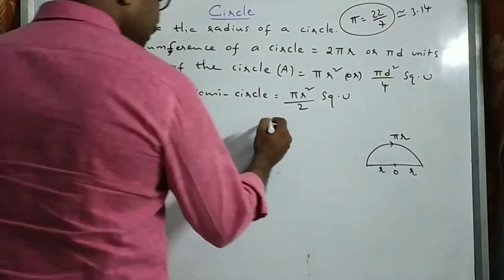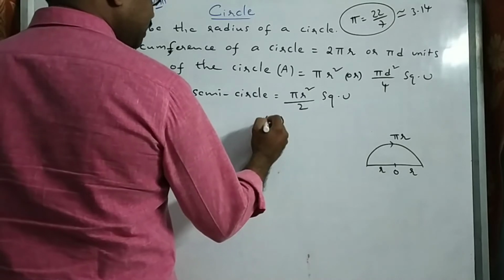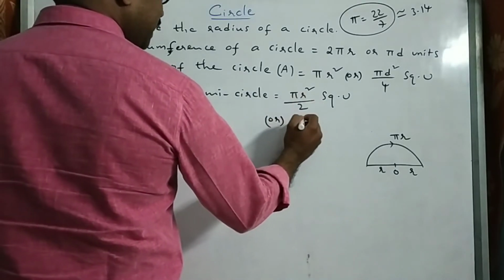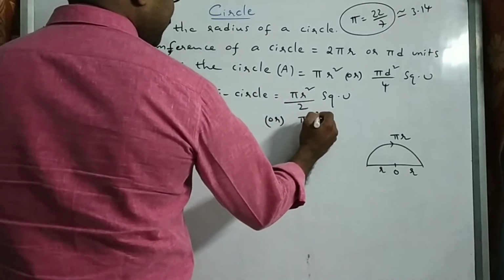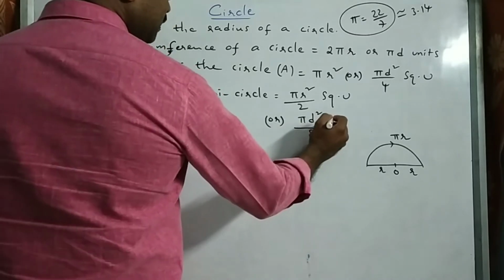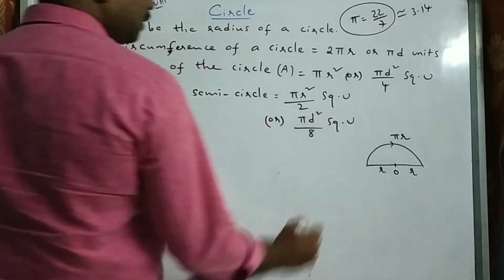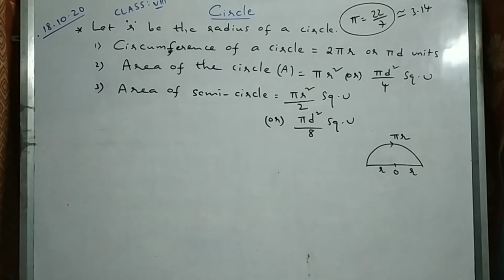Or instead of r put d by 2, d square by 8 will come. So pi d square by 8 square units. Pi r square by 2 or pi d square by 8. Okay.